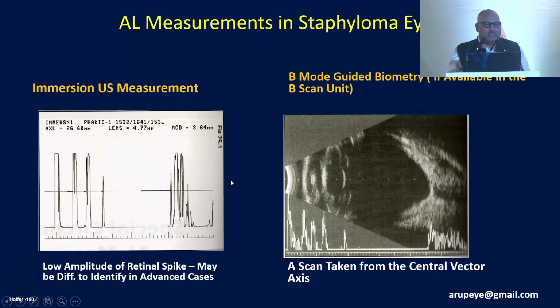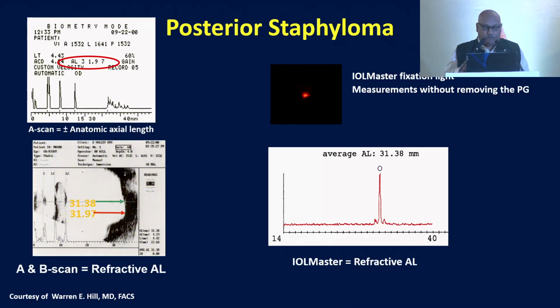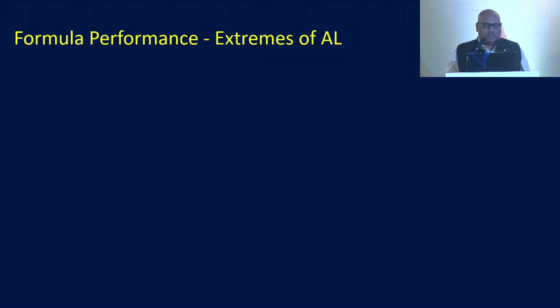So if we are using an immersion ultrasound measurement, and you are measuring up to the bottom of the staphyloma, you're going to get an abnormally long axial length. So you should use a B-mode guided biometry, if it is available in the B-scan unit, so that the A-scan is taken from the central visual axis. And of course, the best option would be to perform an optical biometry for this patient, because the patient fixates on the light, and you know that you're measuring the refractive axial length.